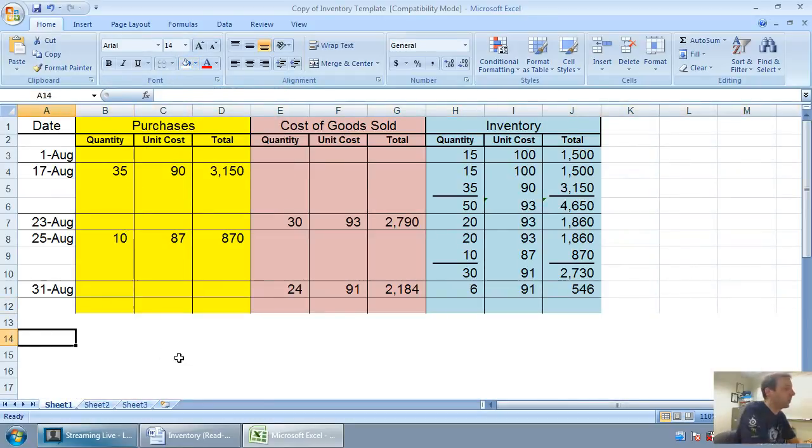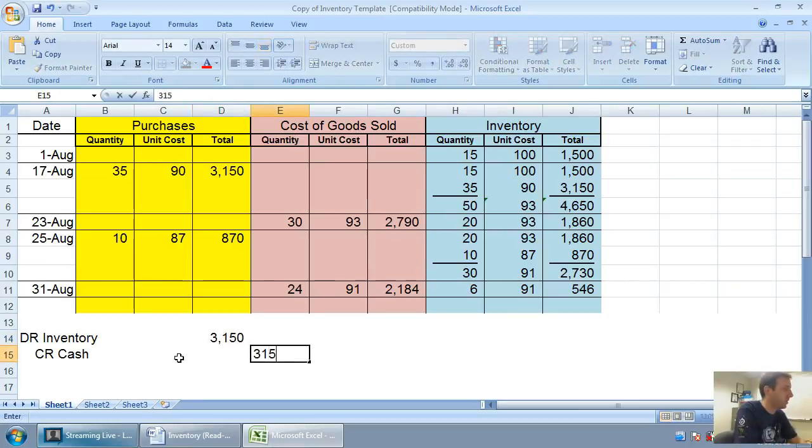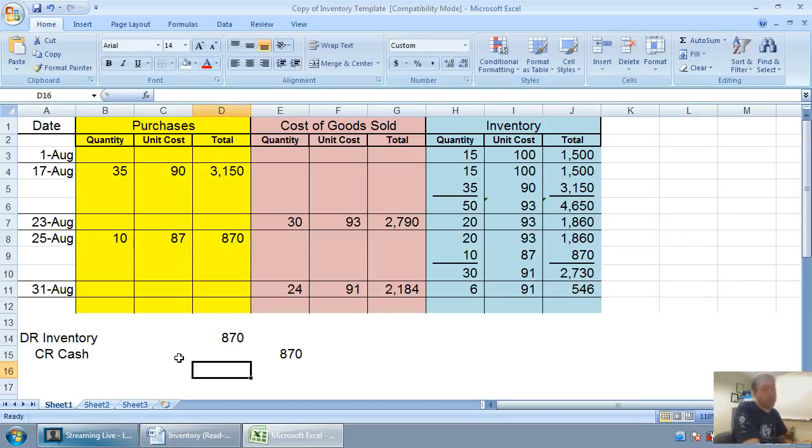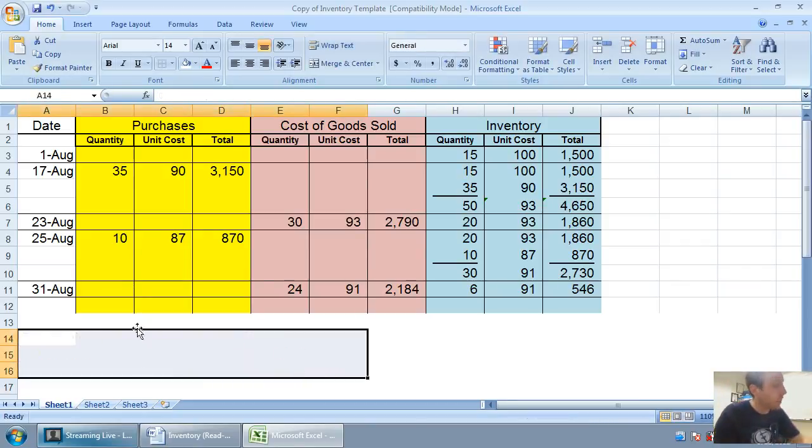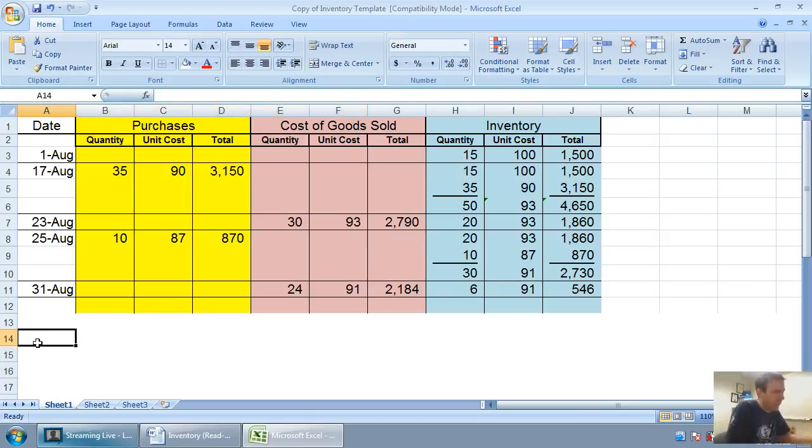Our journal entries for purchases are always going to be debits to inventory and credits to cash or accounts payable. So that's $31.50 if we're looking at August 17th. Or if we were looking at August 25th, we would debit inventory, credit cash for $870. Again, pretty straightforward entry. The sales are the trickier entries, but they're not that much trickier.